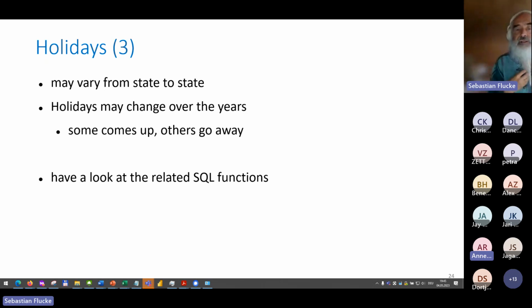Next point, holidays may vary from state to state. In Germany, we have a different number of holidays in Bavaria than in Niedersachsen. And holidays may change over the years. There are upcoming holidays which did not exist in the past. There are some holidays which are cut off and no longer exist from now on, but they existed in past years. Quite heavy stuff from the business perspective. Now let's have a look at the technical part, at the related SQL functions.